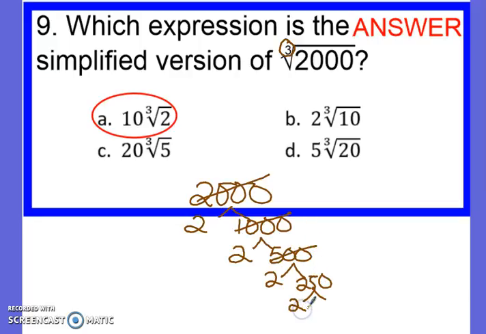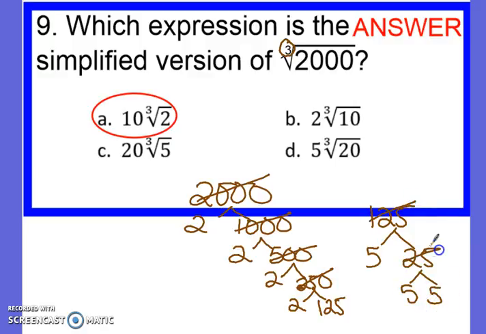Still even. 2 and 125. I'm going to put 125 over here now. All right, so 125, is it divisible by 3? No, but it is divisible by 5. So 125 divided by 5 is 25, and 25 is 5 and 5. Oh, should have knocked those off.